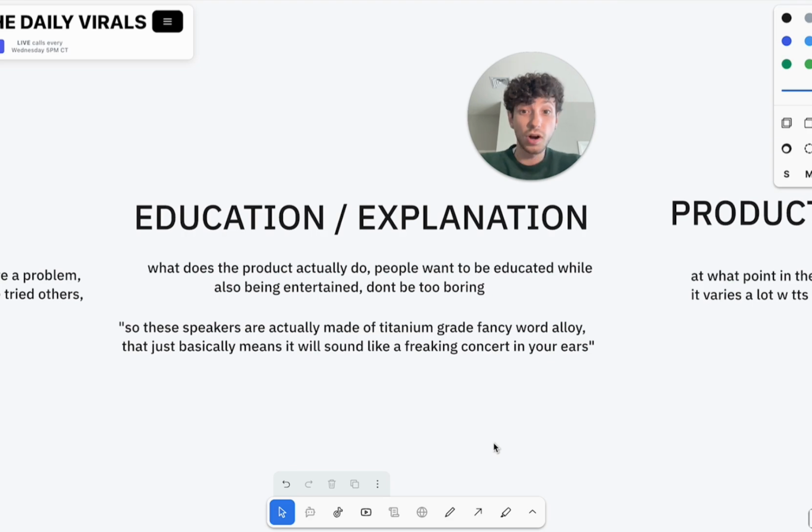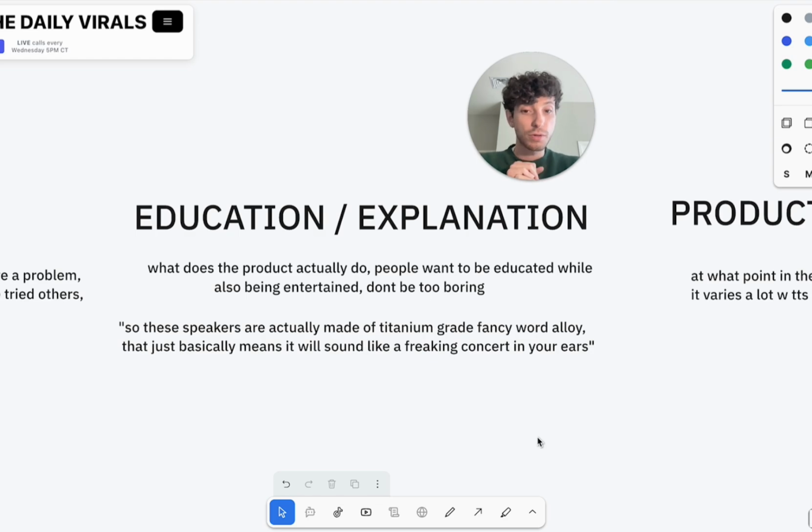I forget the number we're on, but education and explanation. What does the product actually do? People want to be educated while also being entertained. So don't be too boring, but we have to explain things, especially if we're doing a supplement. We want to make this super easy to digest for the customer. We don't want to bore them with all this fancy language. We don't want to go too deep into the science unless we're an actual authority figure for the product that understands the science. So essentially, we just want to dumb things down for them.